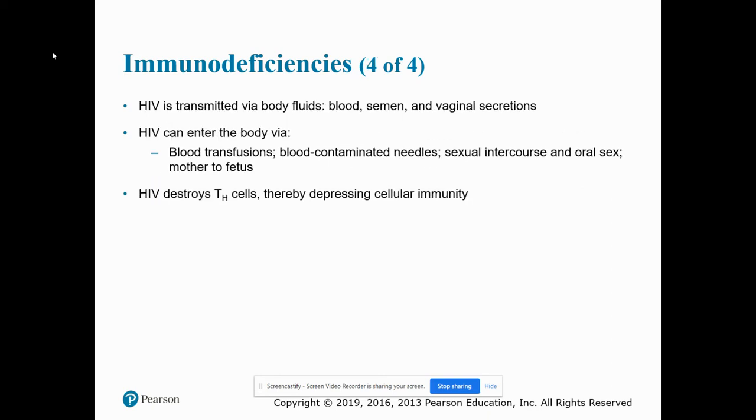HIV is transmitted via body fluids such as blood, semen, vaginal secretions. It can enter the body via blood transfusions, blood-contaminated needles, sexual intercourse, and oral sex, as well as mom to fetus. HIV destroys helper T cells, which depresses cellular immunity.